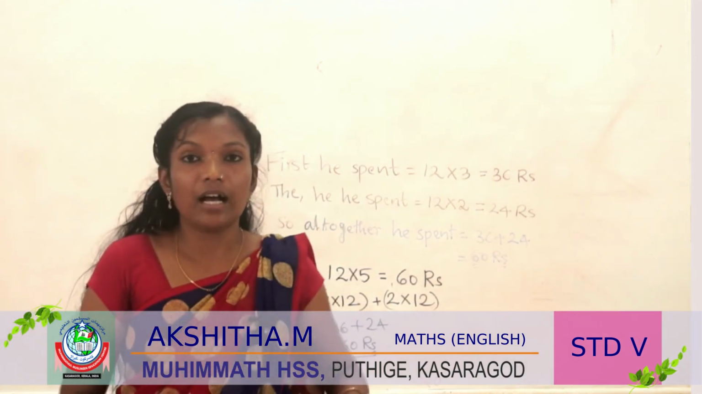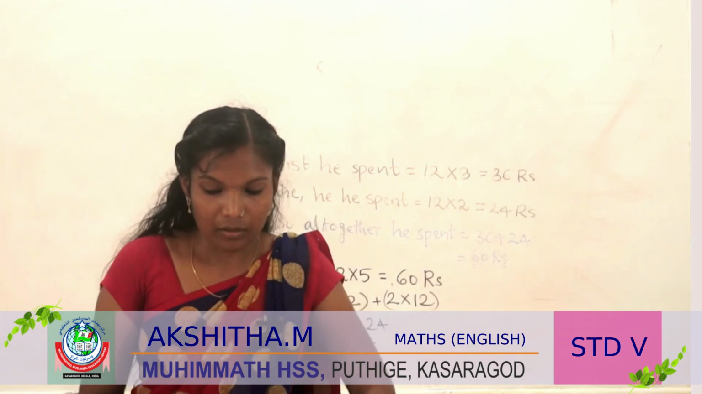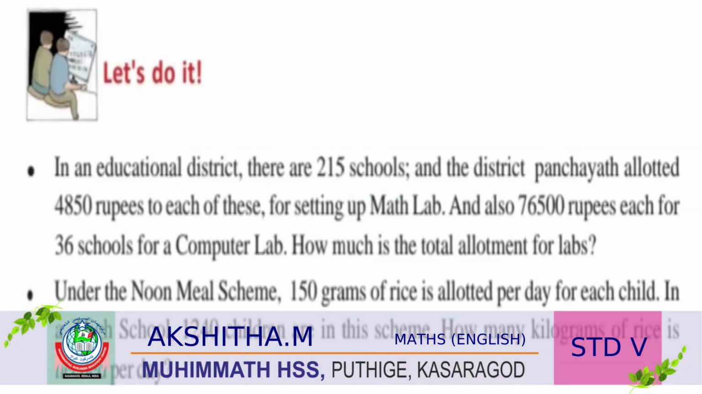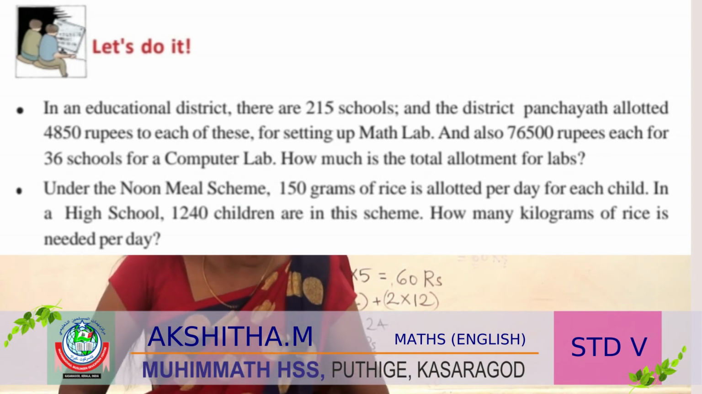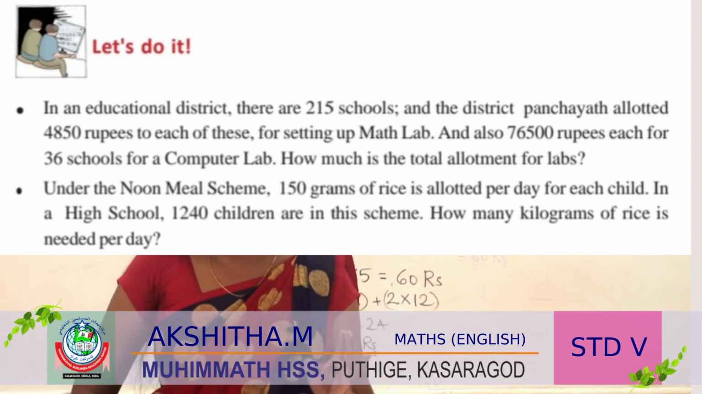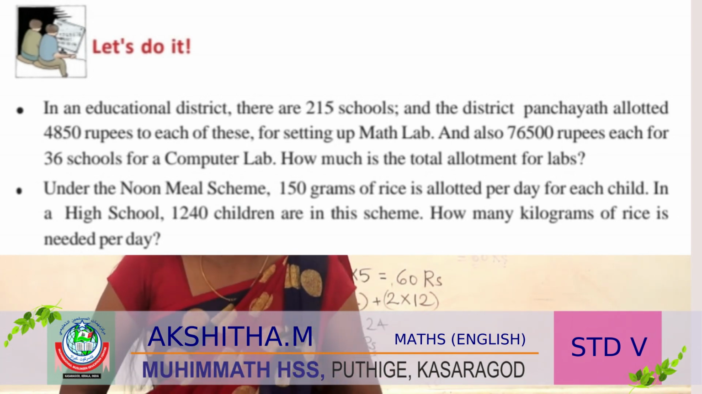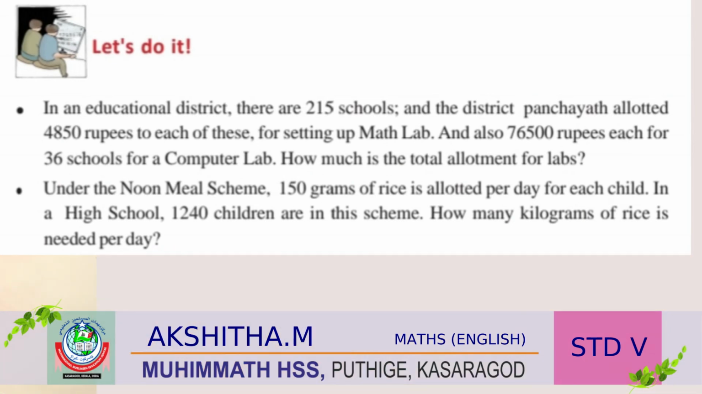Okay students, I will give you homework. Look at the screen. In an educational district, there are 215 schools and the district panchayat allotted 4,850 rupees to each of these for setting up a maths lab, and also 76,500 rupees each for 36 schools for a computer lab. How much is the total allotment for labs? This is the first question.